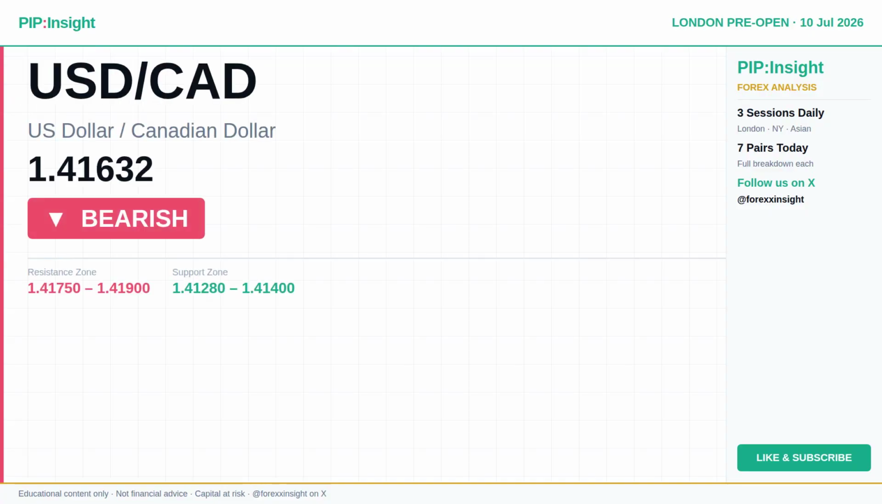Dollar Canada. The chart is showing bearish structure on this session. The 4-hour trend is to the downside and the 1-hour is also pointing lower. Resistance is marked between 1.4175 and 1.419. Support is marked between 1.4128 and 1.414. Here is the full chart breakdown.